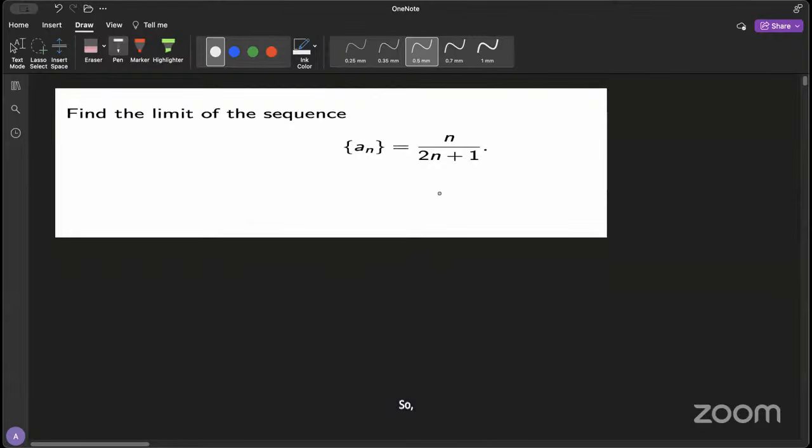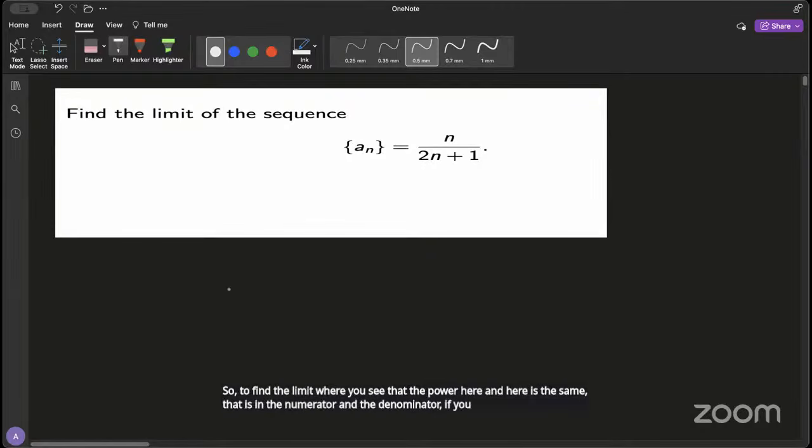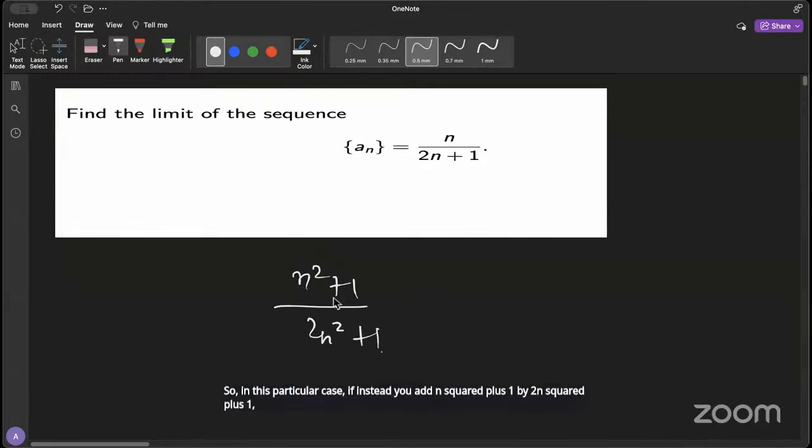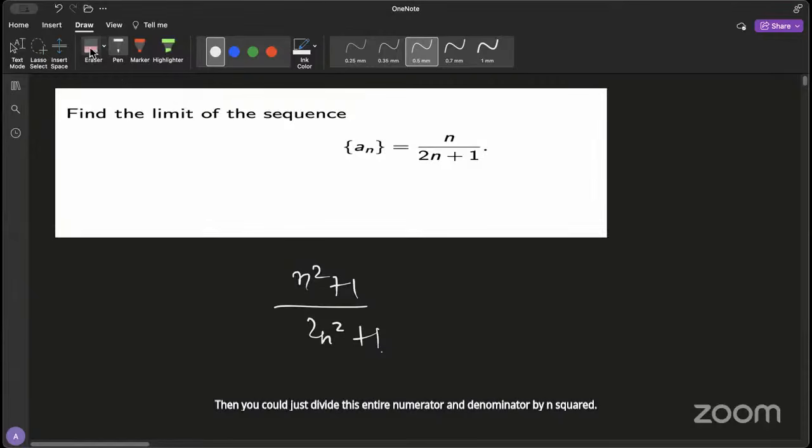So to find the limit, where you see that the power in the numerator and the denominator is the same, you can just divide by the highest power. We did a similar question in the last class as well. If instead you had n square plus 1 by 2 n square plus 1, then you could just divide the entire numerator and denominator by n square. But for this one, you have only n.